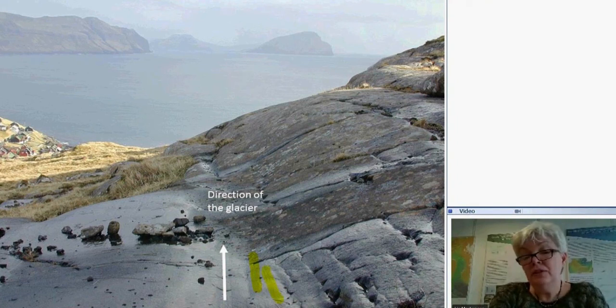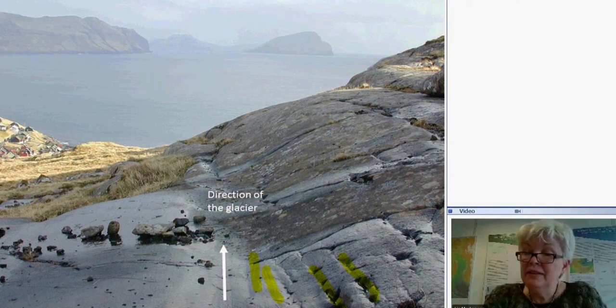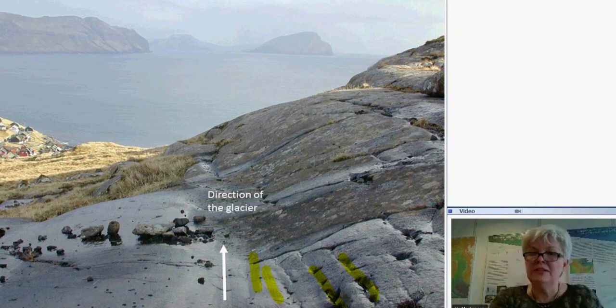Don't confuse it with these large pieces of broken rock, because there it may have worked with weaknesses in the rock and they are not ice scoring. The ice scoring are just these scratches on the rock, and that tells us the direction of the glacier.